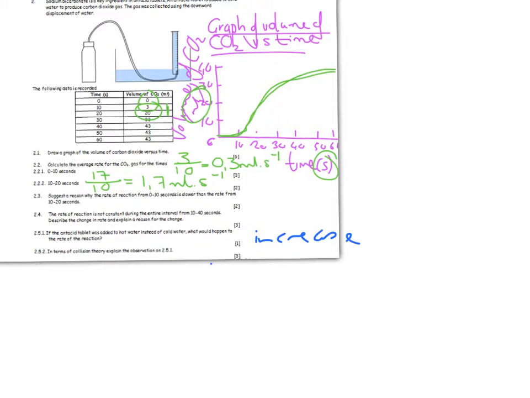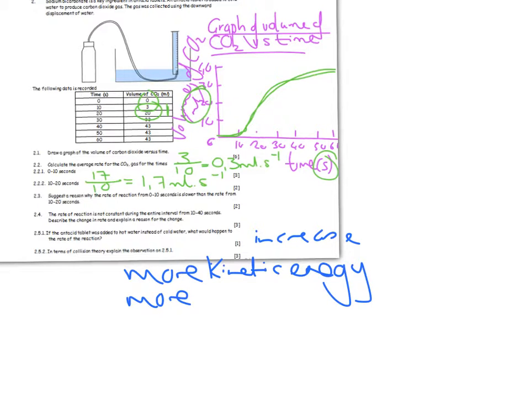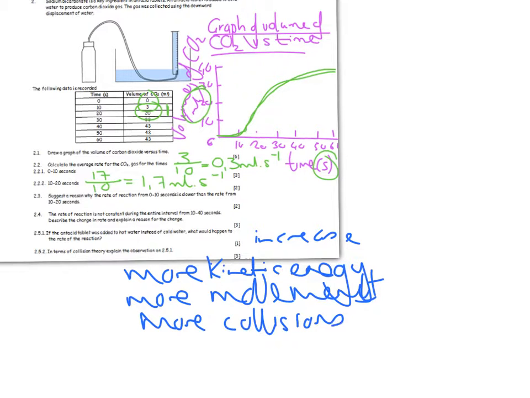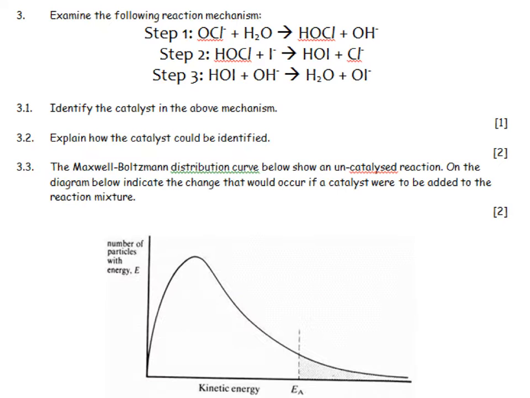Heat is not kinetic energy. Some of you said heat is kinetic energy. Heat is directly proportional to kinetic energy. So you get more kinetic energy, and therefore more particles collide. So there's more movement, and therefore more collisions. And most of you did well on that.